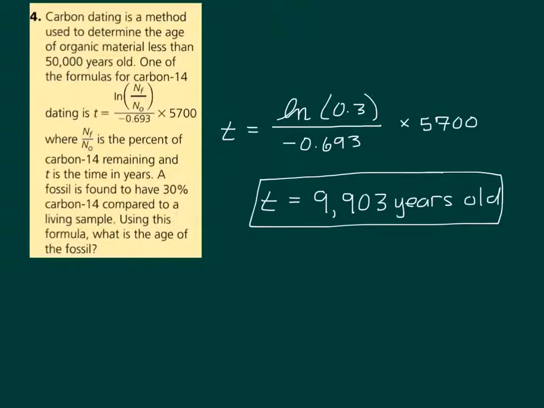This is a word problem that had a lot of words to ask you to do something pretty simple. A lot of words, but here's a formula, and this value right here is a percentage. What is t if that percentage is 30%? So you just plug in 0.3 right here. So t equals ln of 0.3 divided by negative 0.693 times 5700, at which point it is just another exercise in plugging things in the calculator appropriately. You round to the nearest whole year, you get 9,903 years old.